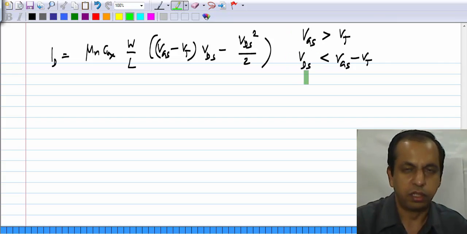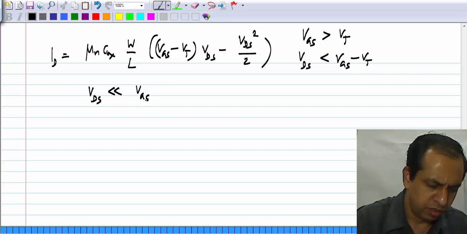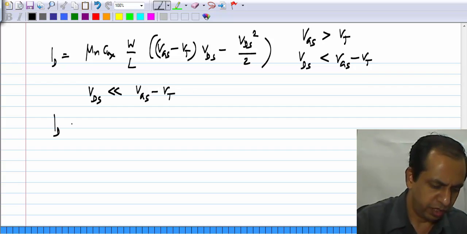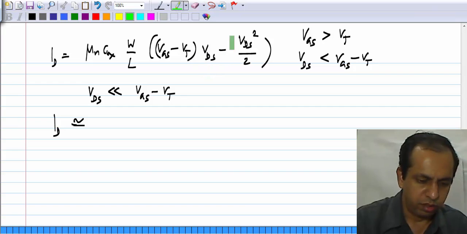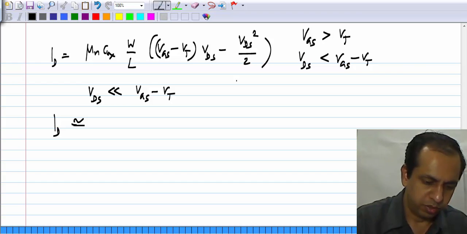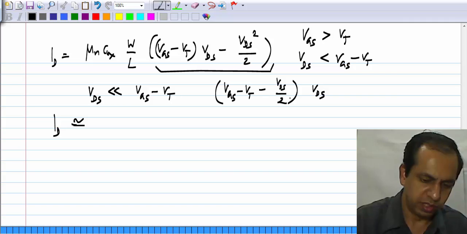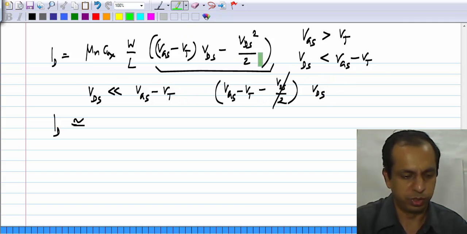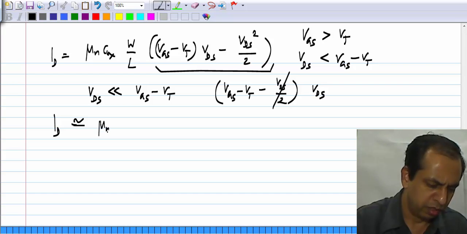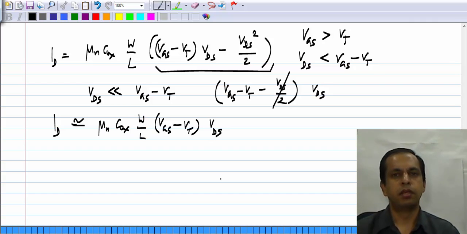Now, if you assume that the drain source voltage is very small, VDS much smaller than VGS minus VT, this ID will be approximately, you can neglect the squared term in comparison to this, right, because this whole term is VGS minus VT minus VDS by 2 times VDS, and I am neglecting this term assuming this approximation. So, ID is approximately mu1 Cox W by L times (VGS minus VT) times VDS. Okay.